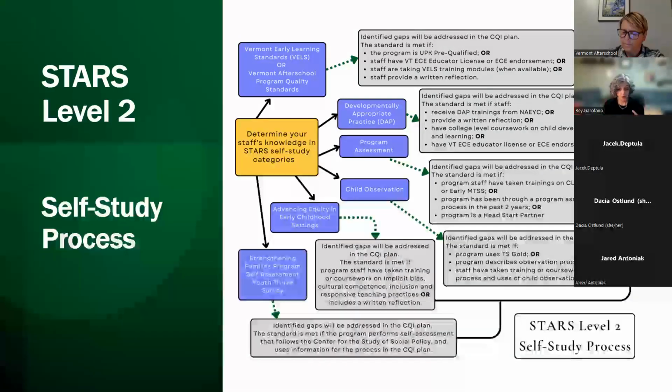This kind of messy slide shows the process of identifying your staff's knowledge in the various areas that we want you to be thinking about. This is broken out in the next slide, so I'm not going to spend too much time on this one, but basically we want you to determine what the gaps are and then include those gaps in your CQI plan, and you get to choose which areas you want to focus on.